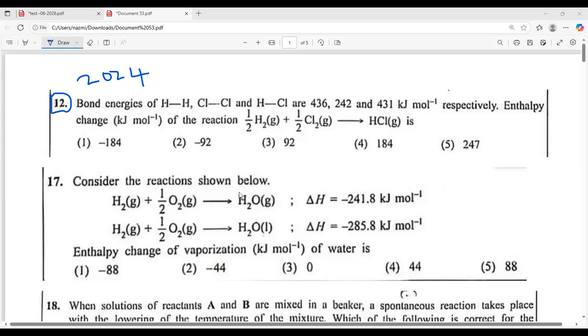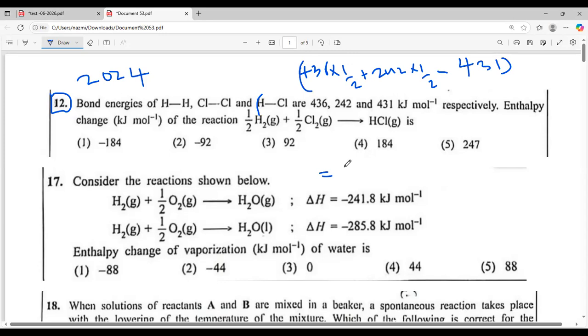Okay, so both of you say the same answer. Quickly, let's check it. So we can see hydrogen bond half, that is 436 into half plus 242 into half, minus 1 HCl bond of 431. So that is 218 plus 121, 339, minus 431. Yes, minus 92 kilojoule per mole. Good.